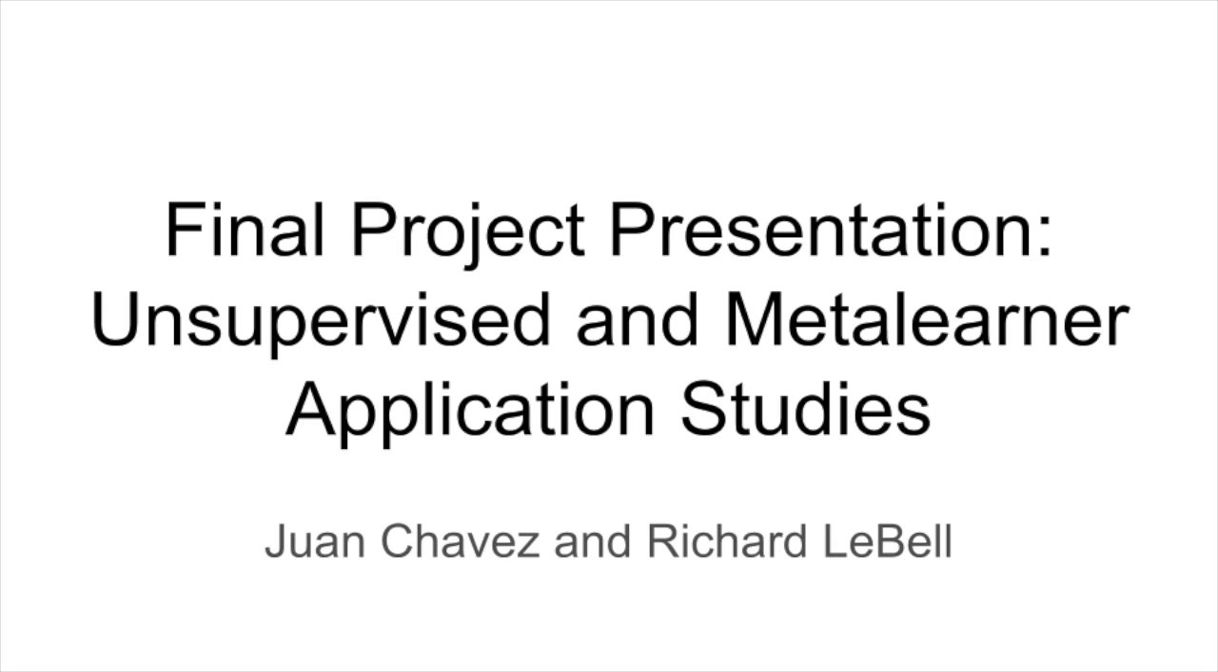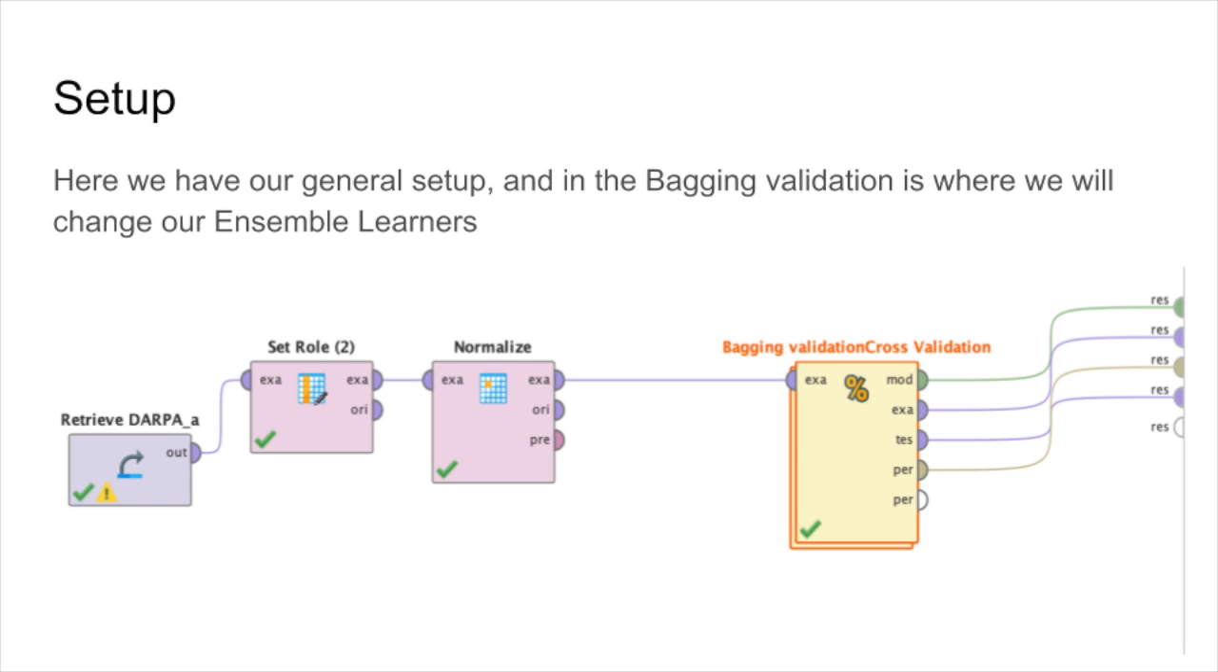Hello, I'm Juan, and together with Richard, we did the unsupervised and meta learner application studies. For my setup, I use the set role to have the class as the target attribute, and we set that target attribute to the label. We then normalize that data and send it to the cross-validation module.